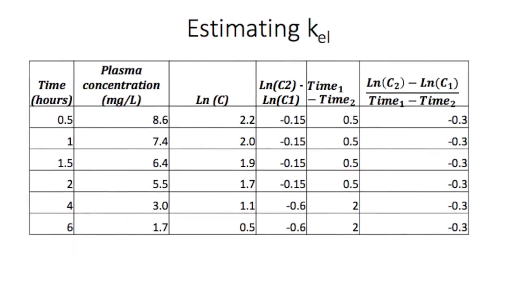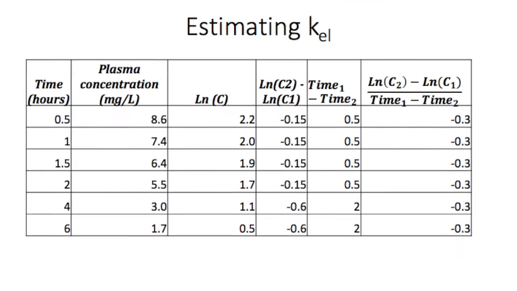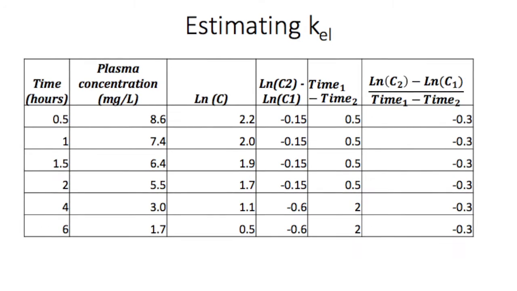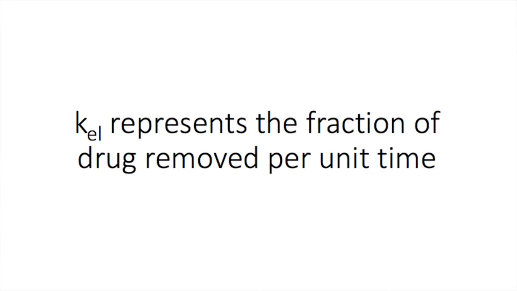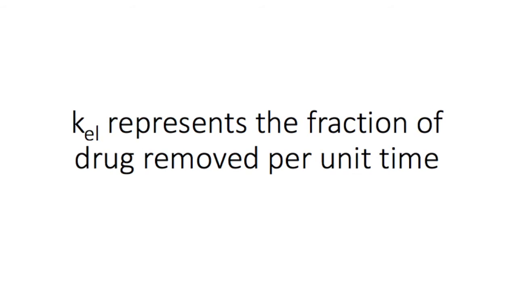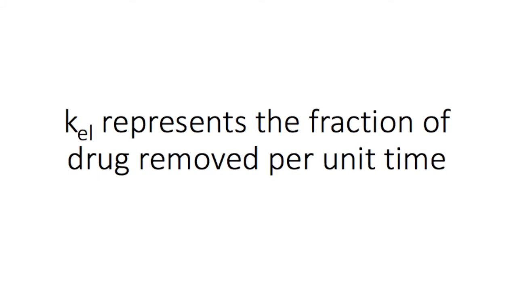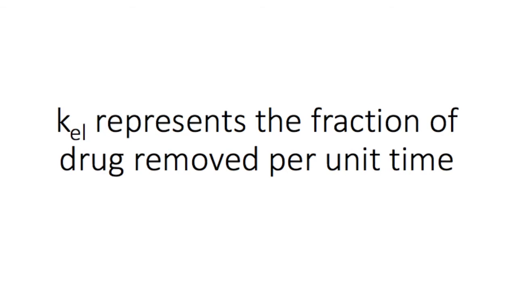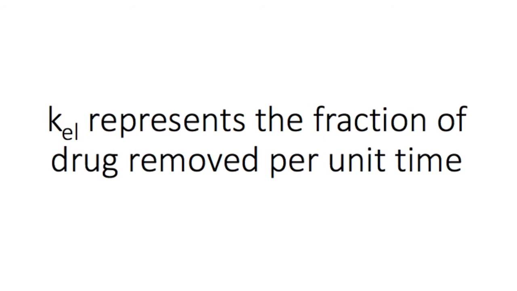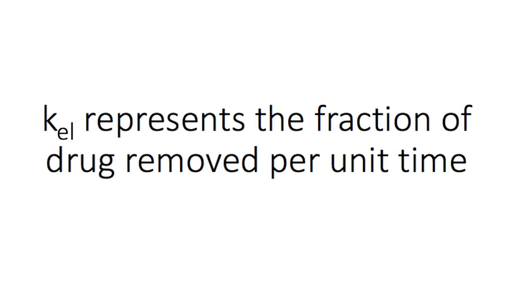Since we only want to estimate the value of K elimination, we can use the average to get an idea of what the true value is. Regardless of how we estimate the value of K elimination, that value in the end represents the fraction of drug that is removed from the blood per unit time.